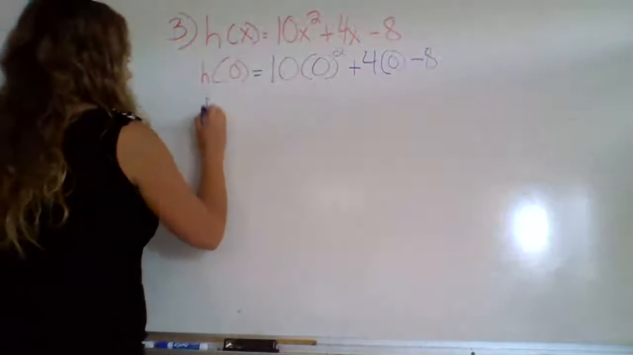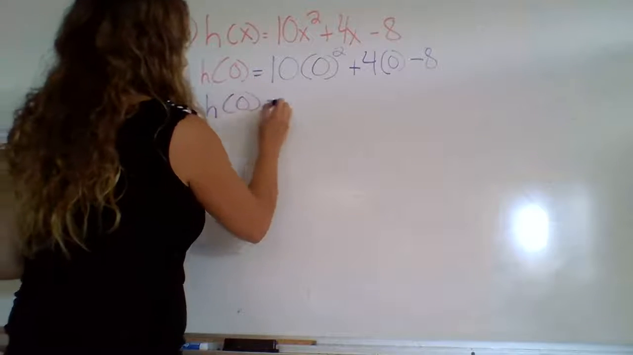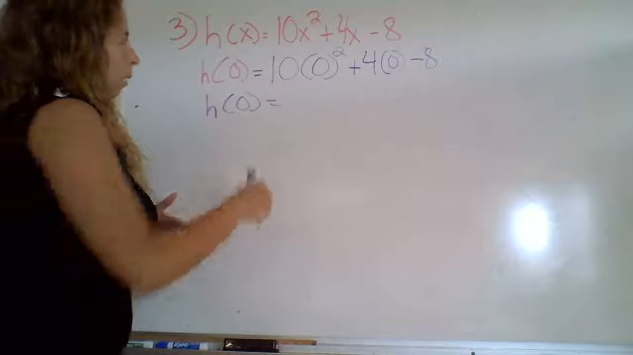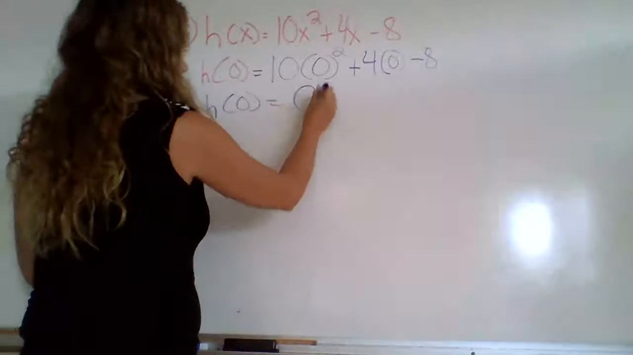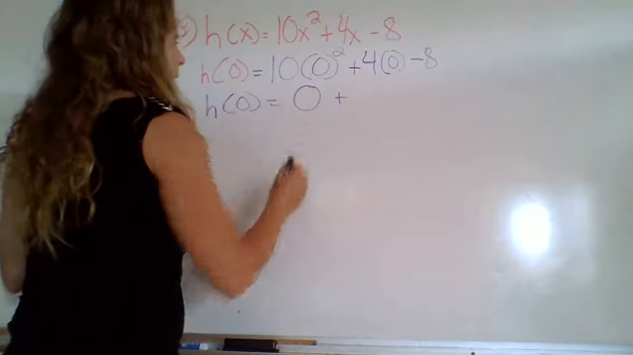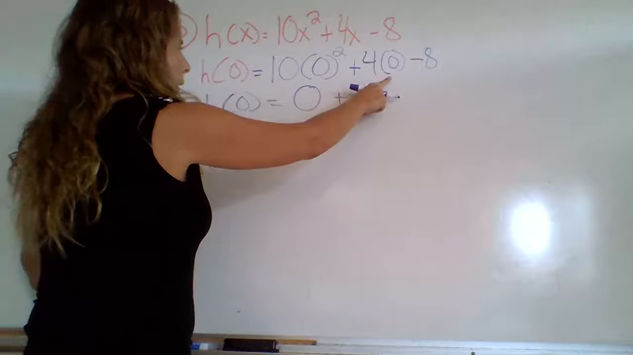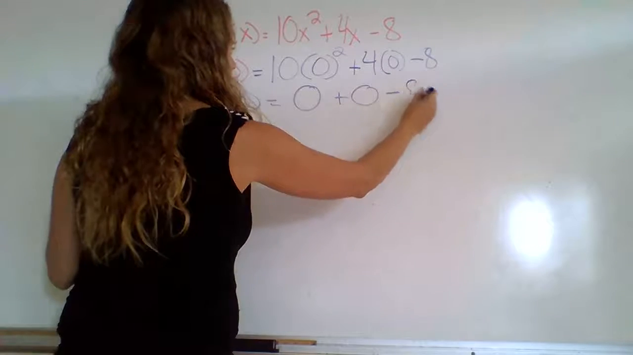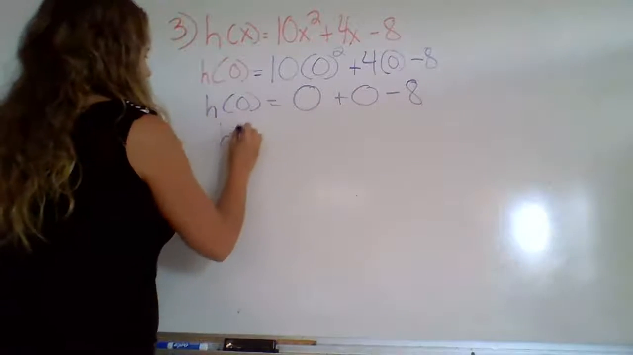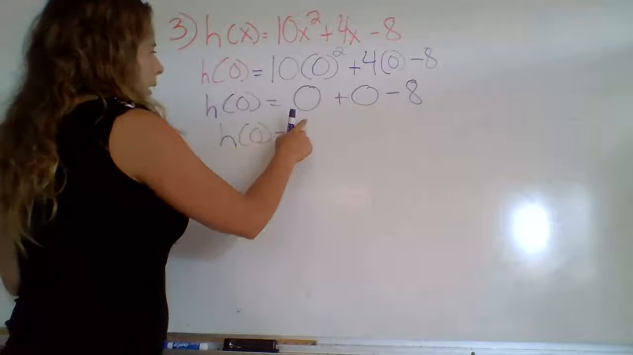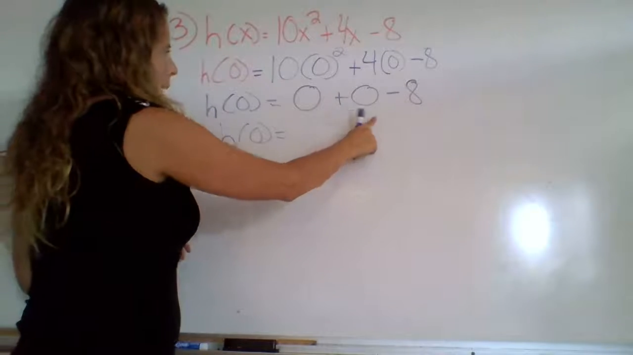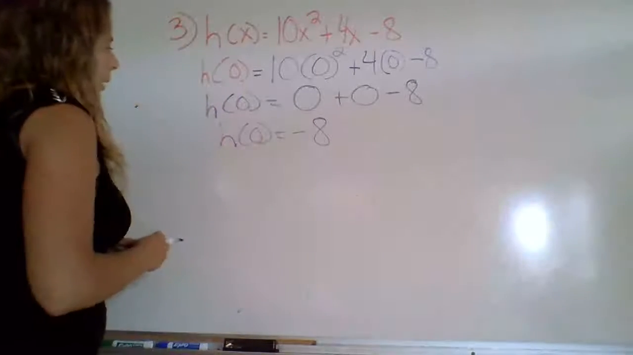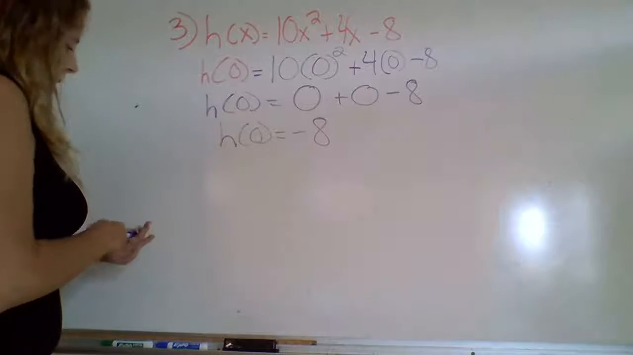So then we're still doing h of 0. 0 squared is 0 times 0, which is 0. 10 times 0, 0. Plus 4 times 0 is 0. And then rewrite minus 8. Don't forget about your negative. So then you have h of 0 equals 0 plus 0 minus 8. Negative 8. Okay, so that would be your answer. H of 0 equals negative 8.